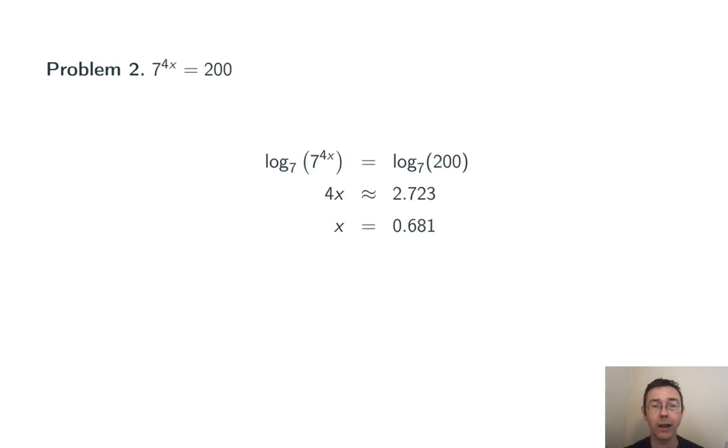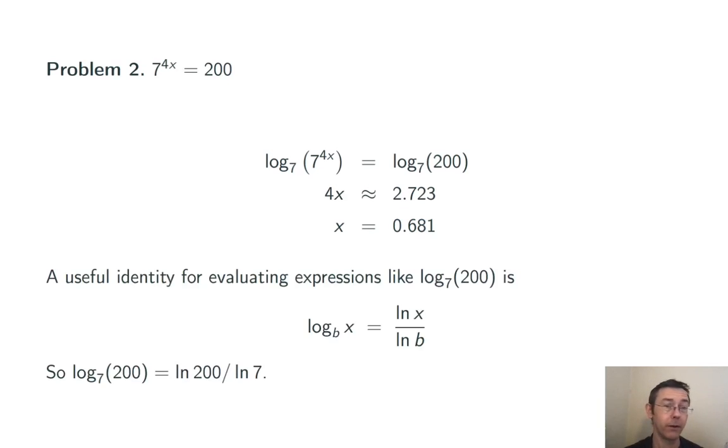I want to make one quick comment here about log base 7 of 200. More sophisticated calculators and calculating apps will have that functionality, but if you're working on a simple calculator, it can be useful to know the change of base formula, which says that the log base b of x is the natural log of x over the natural log of b. And in fact, that natural logarithm can be replaced with any base logarithm that you like. For instance, log base 10 of x over log base 10 of b. So in this case, log base 7 of 200 is the natural log of 200 over the natural log of 7. And you can do that in just about any calculator.